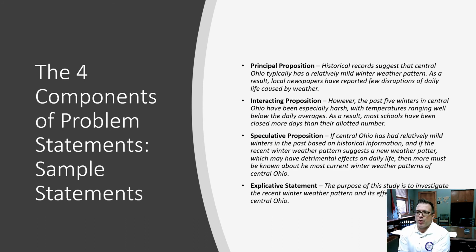Historical records suggest that Central Ohio typically has a relatively mild winter weather pattern. As a result, local newspapers have reported fewer disruptions of daily life caused by weather. However, the past 5 winters in Central Ohio have been especially harsh, with temperatures ranging well below the daily averages. As a result, most schools have been closed more days than their allotted number. Speculative proposition: if Central Ohio has had relatively mild winters in the past, based on historical information, and if recent winter weather patterns suggest a new weather pattern, which may have detrimental effects on daily life, then more must be known about the current weather patterns of Central Ohio. The purpose of the study is to investigate the recent winter weather patterns and their effects on Central Ohio, right?